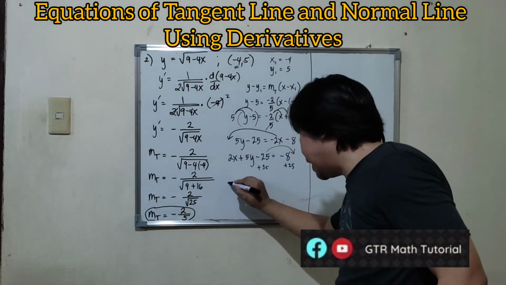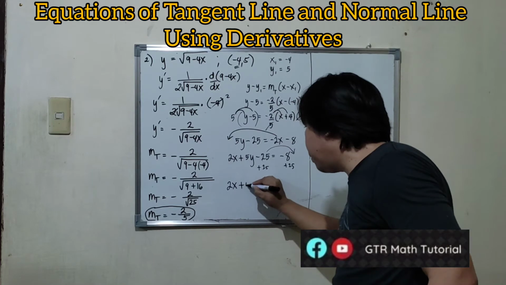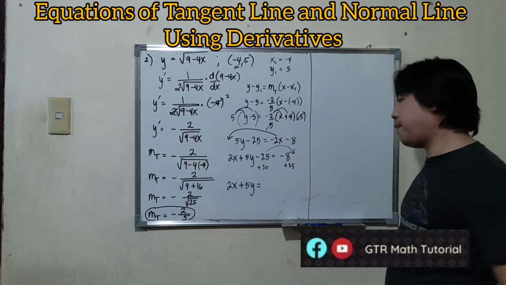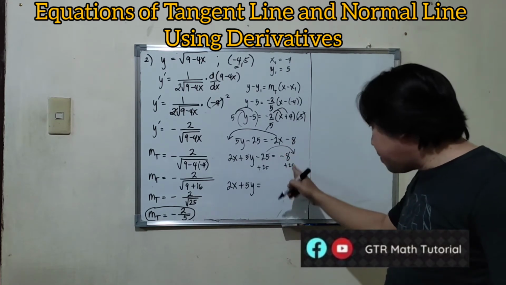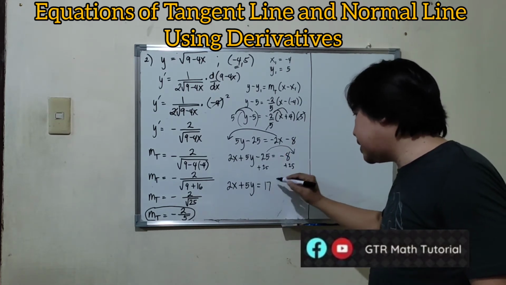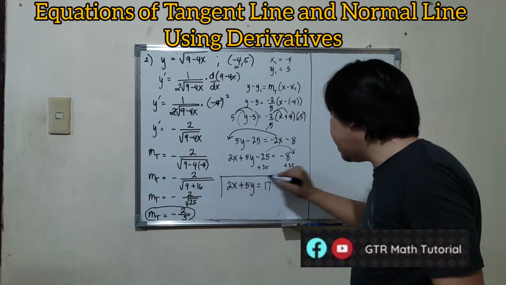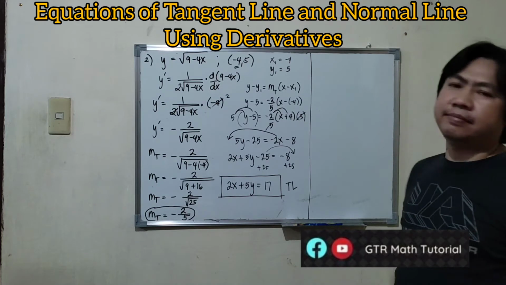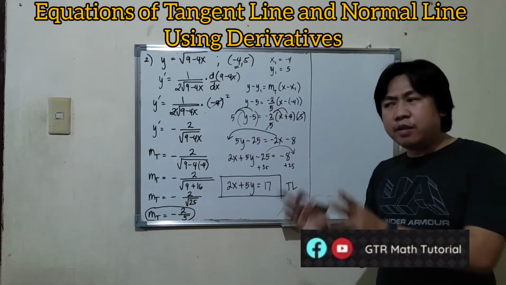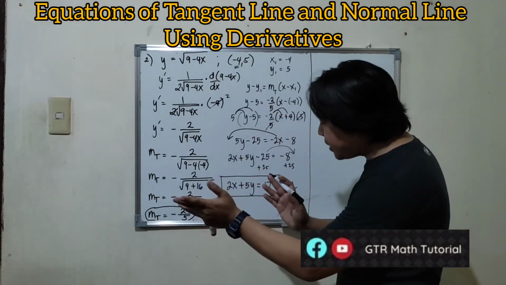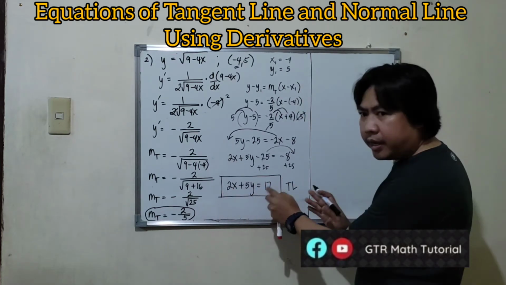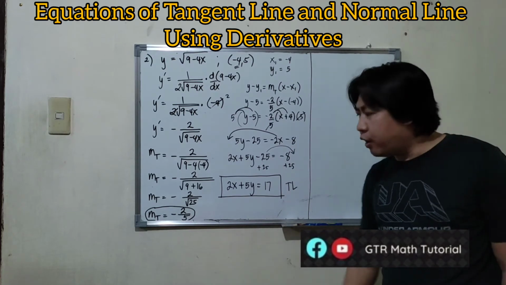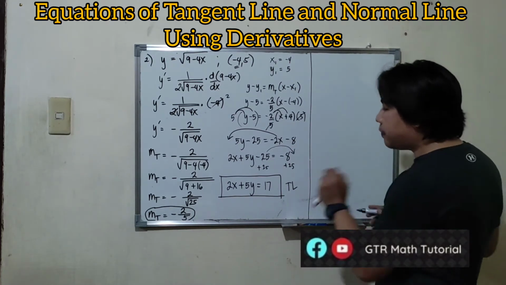So shortcut yung tinatranspose. 2x plus 5y is equal to negative 8 plus 25. So therefore, we have 25 minus 8. So that is positive 17. So this is now the equation of the tangent line in standard form. So in standard form, we have ax plus by equals the constant c. So that's the standard form of equation of a line. Okay, so this is the equation of the tangent line.